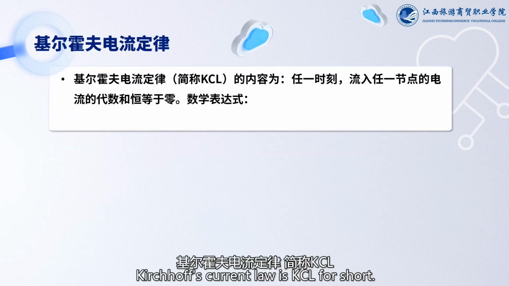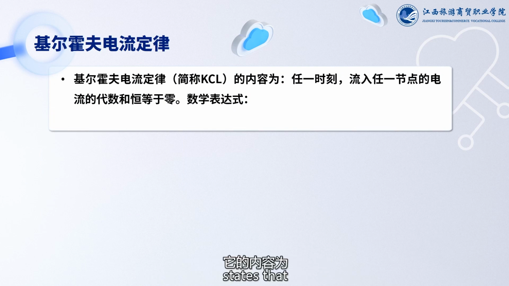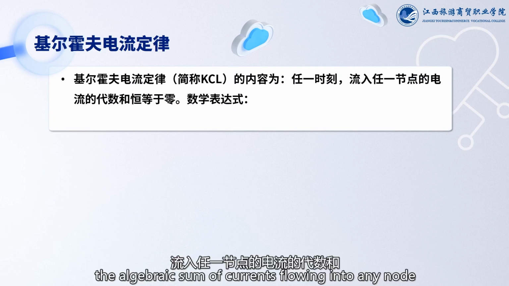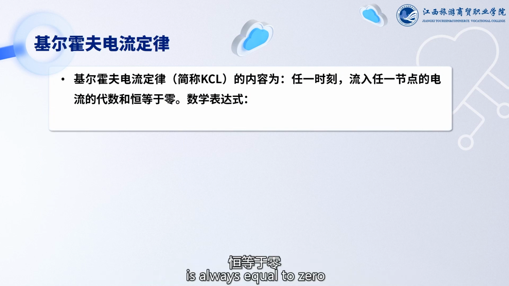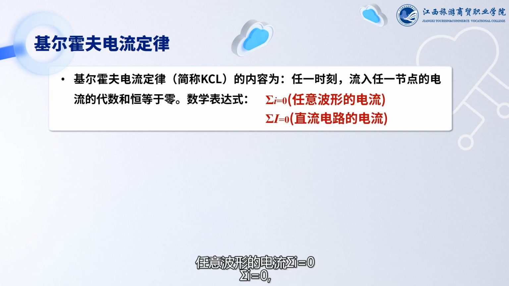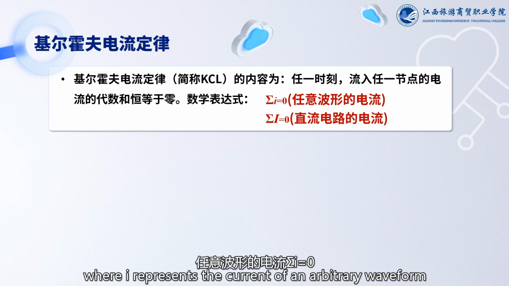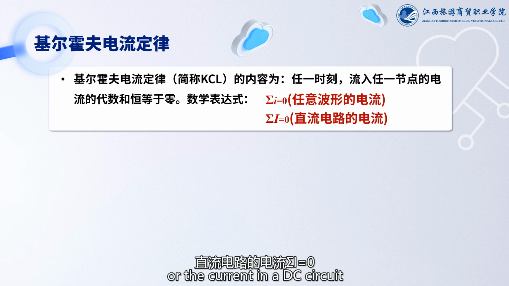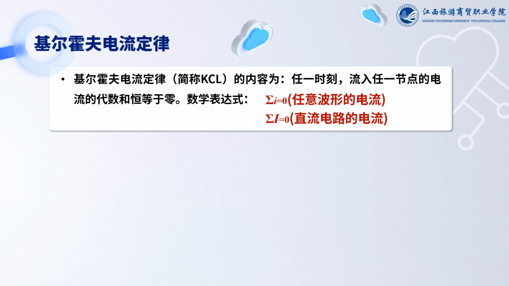Kirchhoff's current law, KCL for short, states that at any moment, the algebraic sum of currents flowing into any node is always equal to 0. This can be mathematically expressed as sigma I equals 0, where I represents the current of an arbitrary waveform, or the current in a DC circuit.